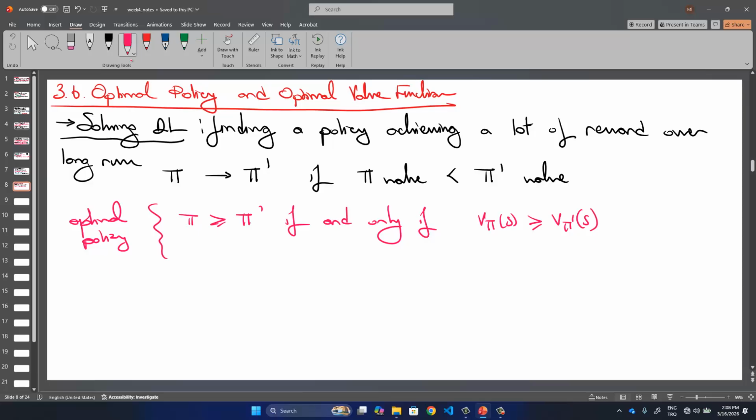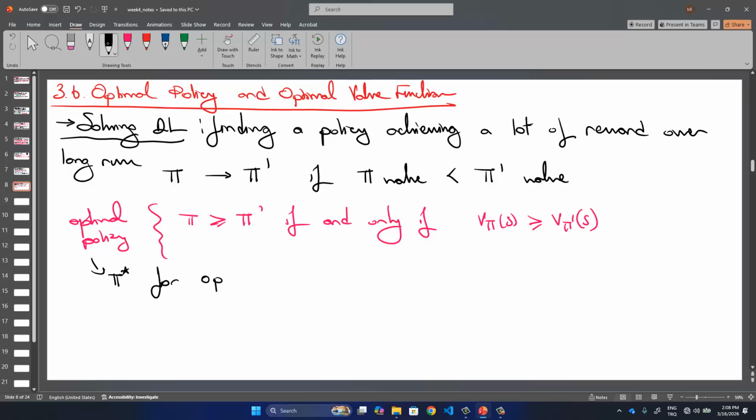Which means that if you have policies, the related value function is given here. If one of them is greater than the other, we need to choose the bigger one. This directly relates to the value function. And so, what's the optimal policy here? Optimal policy, pi star. Just remember this one.